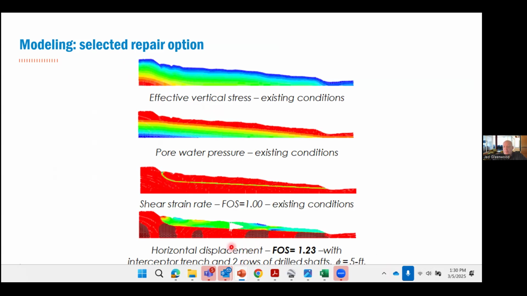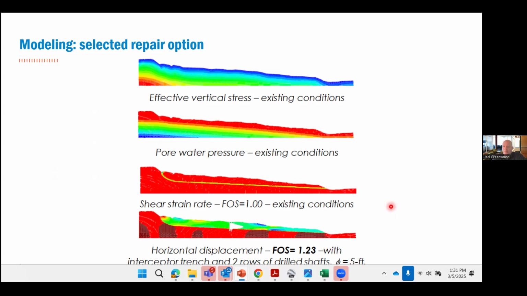And then eventually we installed some drilled shafts here. And it's a little hard to see, but in white, that's the bending moment diagram for the 2 rows of drilled shafts. And this was an early iteration here, so there was some refinement after that. Our target factor of safety was 1.25. And that's a published value from other departments of transportation for landslide stabilization.